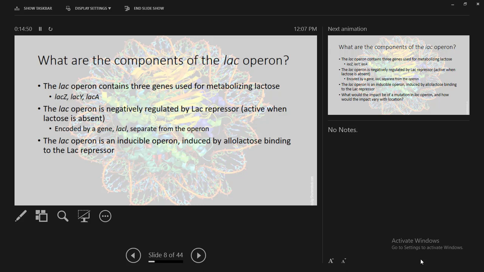And you're like, why would the default position be off? I'm glad you asked. Why would the default be don't transcribe the proteins necessary to metabolize lactose? Have too much and no lactose for it to do anything with? Yeah, lactose is not a really popular sugar. I mean, it is a really popular sugar because it's in milk and ice cream and cheese, and those are wonderful things to eat. It's not a common sugar.